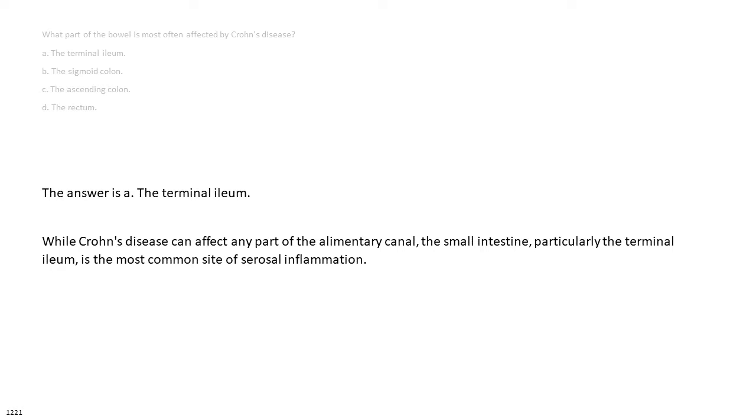While Crohn's disease can affect any part of the alimentary canal, the small intestine, particularly the terminal ileum, is the most common site of serosal inflammation.